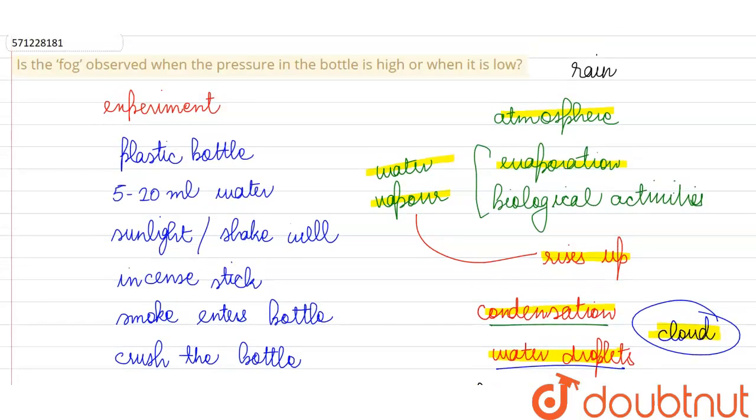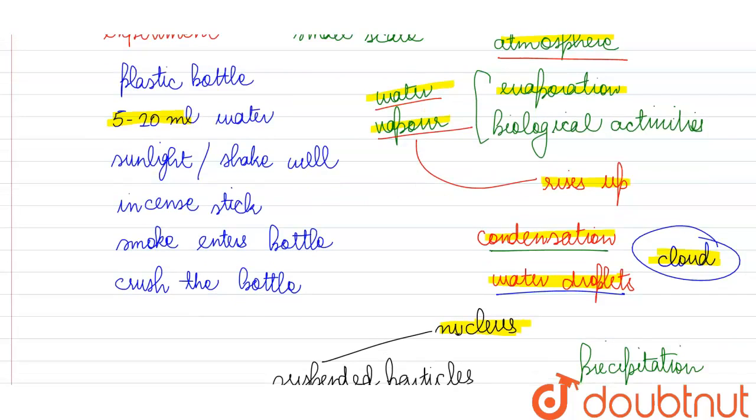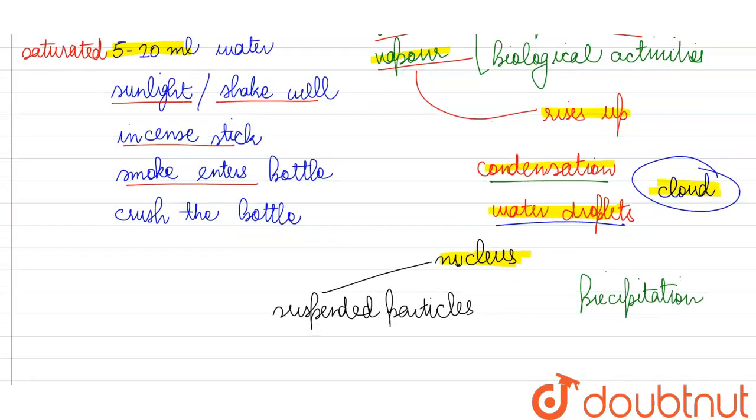So in this experiment, we are trying to understand the same process on a very small scale using our plastic bottle. What happens here is, we place this water in the bottle. Same as the atmosphere has a lot of water vapor, in this bottle also, we have made the air saturated with water. After this, after placing it in sunlight or shaking it, we are facilitating the process of evaporation so that the water that we place there in liquid phase becomes gas. And with the smoke from the incense stick, we are trying to provide these suspended particles, this nucleus that is necessary for the formation of clouds.